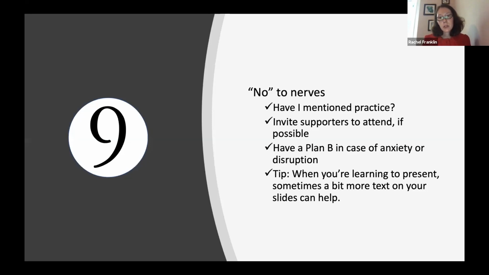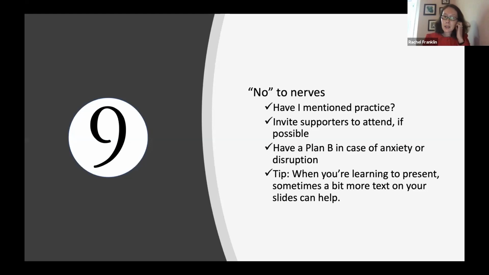I found when I was first starting off 20 years ago that having a few more words on the slide, which is generally a no-no, people say, don't put too many words on your slide, I found it reassuring that worst case scenario, if I froze and my brain wasn't working, at least the slides would reflect the work that I had done.